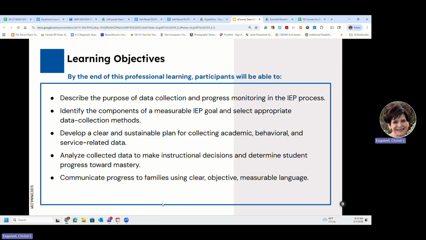By the end of this session, you'll be able to select the right data tools, plan consistent collection routines, analyze progress, and communicate clearly with families, all while using district-aligned processes.